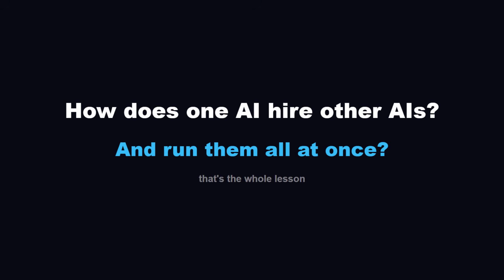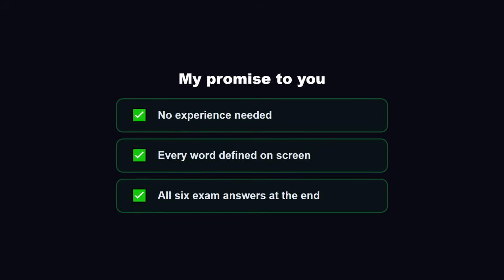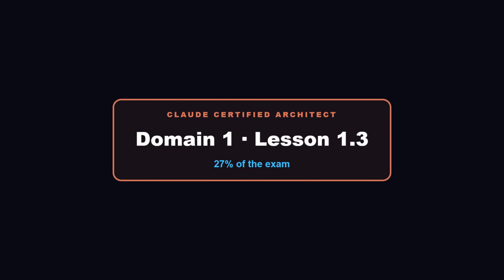Now today's official topic sounds scary. Invoke subagents, pass context, spawn in parallel. Forget that title for a second. Here's what it actually means. How do you get one AI to hire other AIs and get them all working at the same time? That's it. That's the whole lesson.